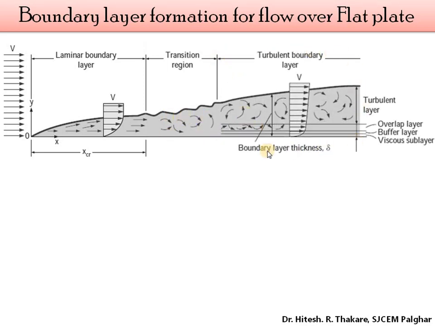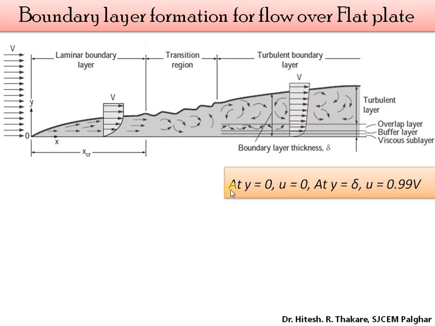In case of turbulent boundary layer region, the effects of viscosity will be more dominant in the viscous sublayer, and the rest of the boundary layer will be turbulent in nature. The velocity profile will significantly change in this case, but still there will be some velocity gradient as can be seen from this figure. So again we will express all this physical understanding in mathematical form.